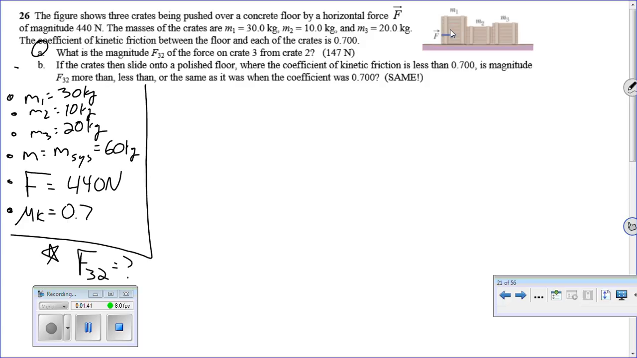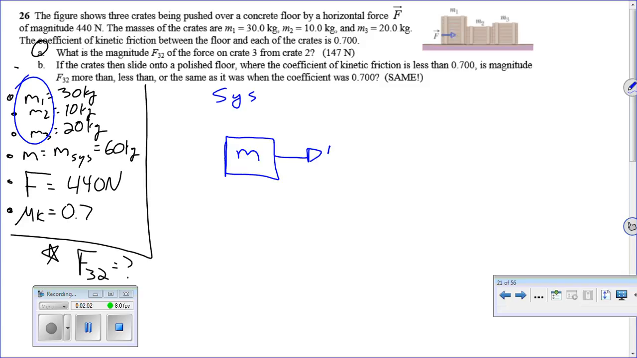All right, so here's how this is going to work. When you're looking at a system of objects, I shouldn't say always, but usually you start by looking at the system as a whole, particularly if you don't know the acceleration. All right, so let's look at the system. So our system has a mass of M. Remember, that's just M1, M2, and M3 added up, right? So what forces are on it?